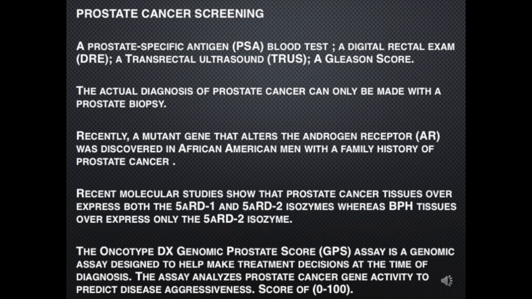A mutant gene that alters the androgen receptor was discovered in African American men with a family history of prostate cancer. Recent molecular studies show that prostate cancer tissues overexpress both the 5-alpha reductase 1 and 5-alpha reductase 2 isozymes, whereas benign prostatic hyperplasia tissues overexpress only the 5-alpha reductase 2 isozyme.